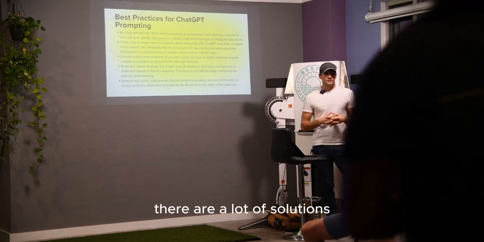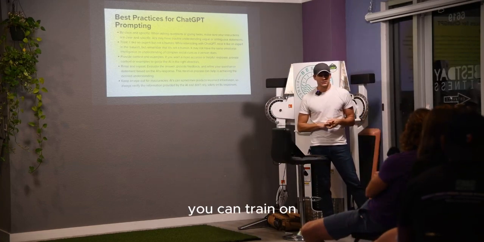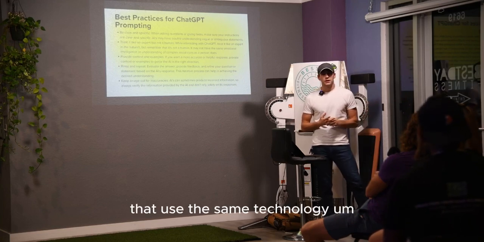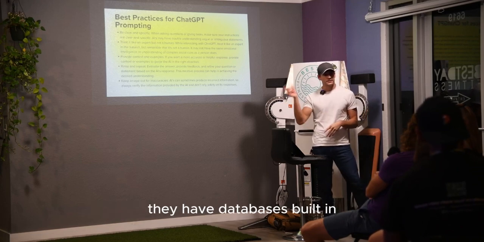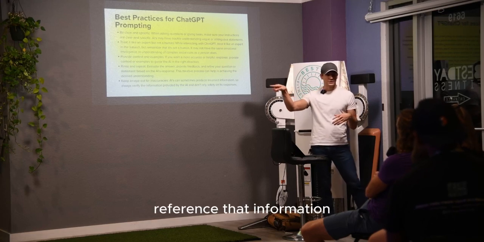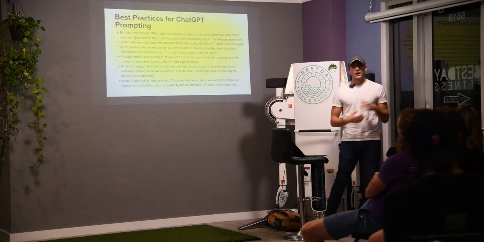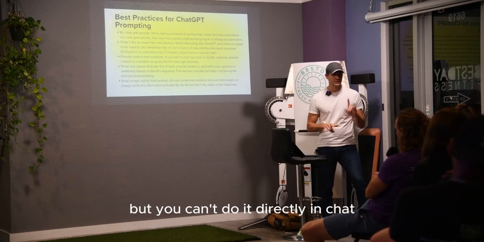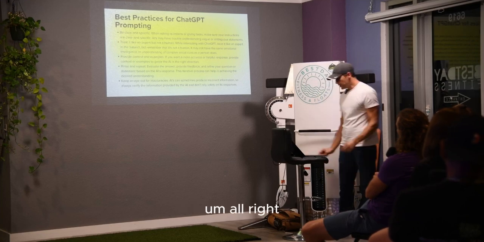There are a lot of solutions out there that are pretty friendly and customer facing. Like there are chatbots that you can train on your company data for really cheap a month right now that use the same technology. You can use something like Make.com or Zapier. They have databases built in that you can just very easily reference that information. It's not the same thing as the vector database, so you can't put as much information in there. So depending on the amount of information that you want, you can do it in several different ways. But you can't do it directly in ChatGPT. That's using the API.